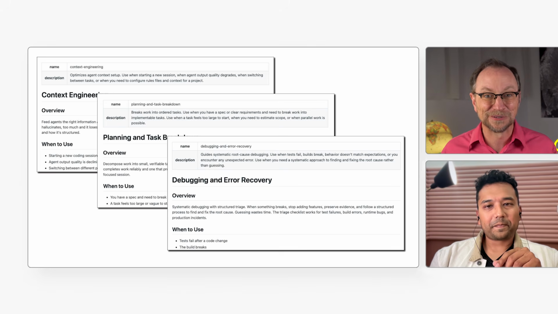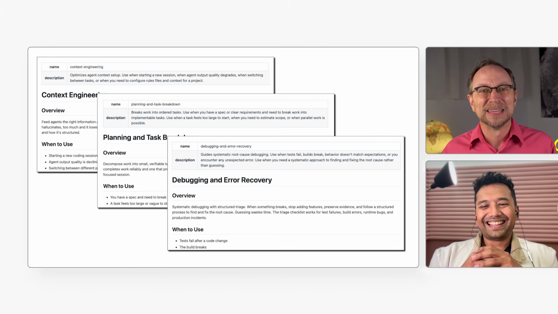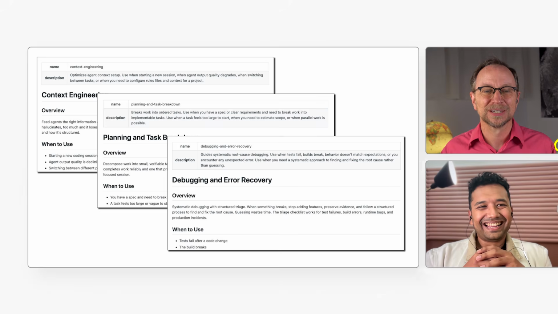The debugging and error recovery skill sounds very useful. I make errors all the time. How does that skill work? It stops the AI from just throwing random code at a bug. It forces the agent into a root cause analysis workflow, making it ask you for logs and state data before it is allowed to write a single line of code.